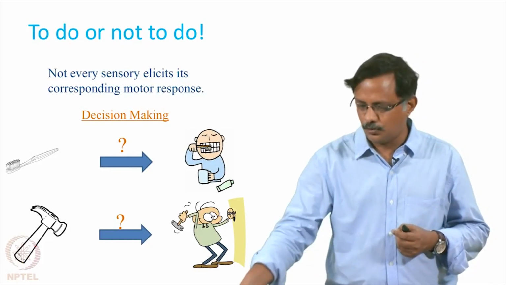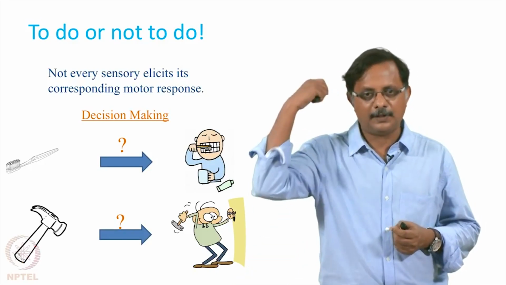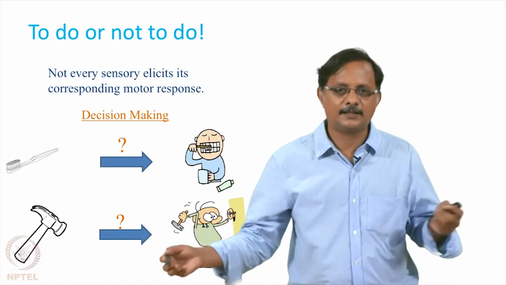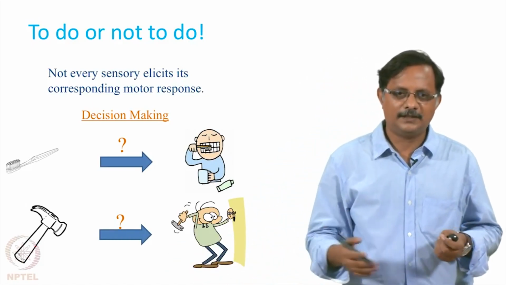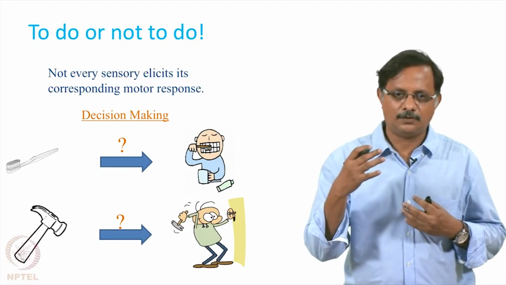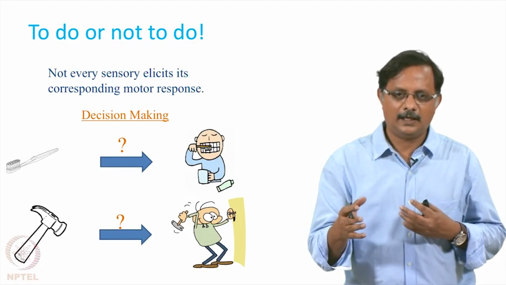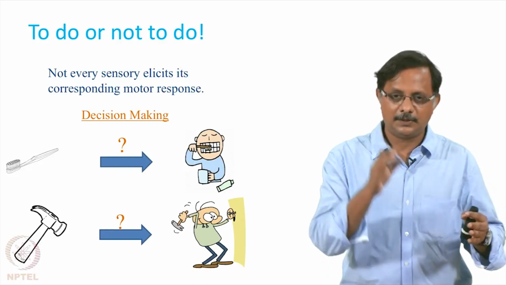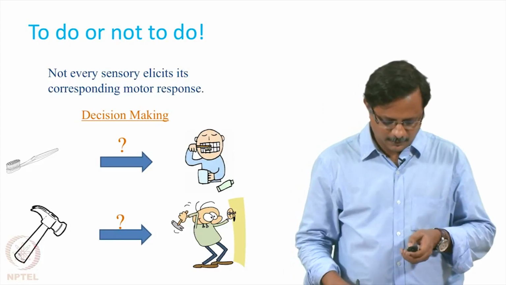So, suppose you see a comb lying on the table, you immediately pick it up and comb your hair, or you see a pen, then you immediately pick it up and start writing something. Obviously, you cannot live like that, because you have your own objectives and your own choices to make, and the way you respond to a given sensory input depends upon what you have in the mind.